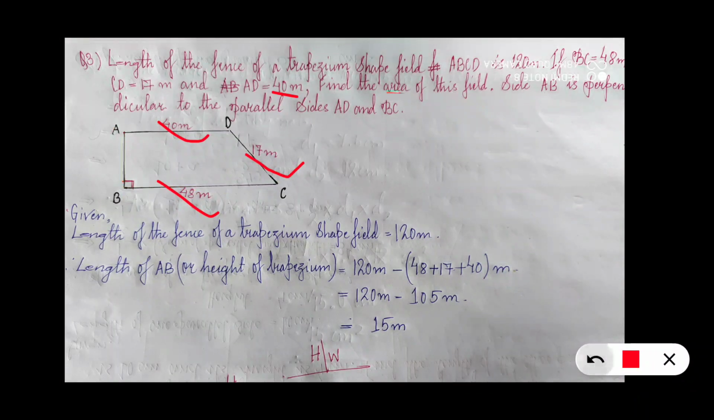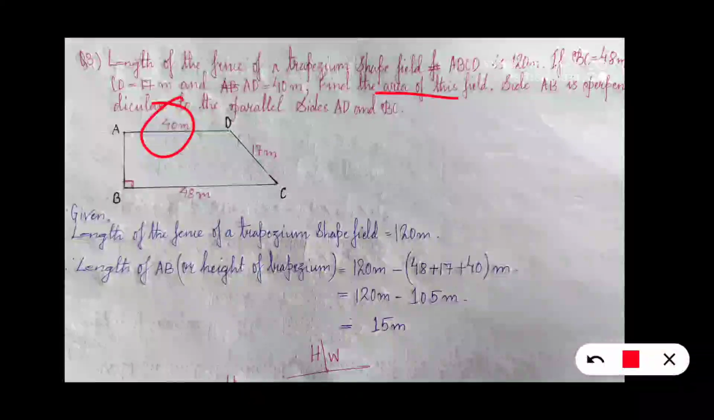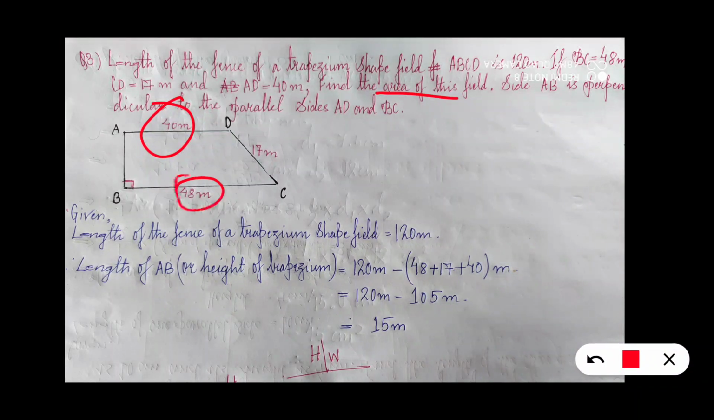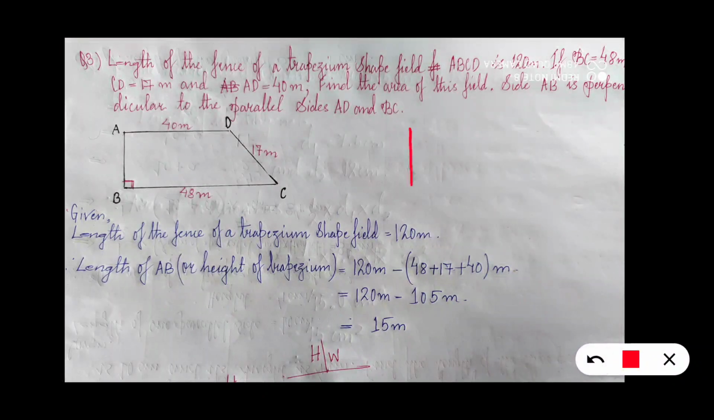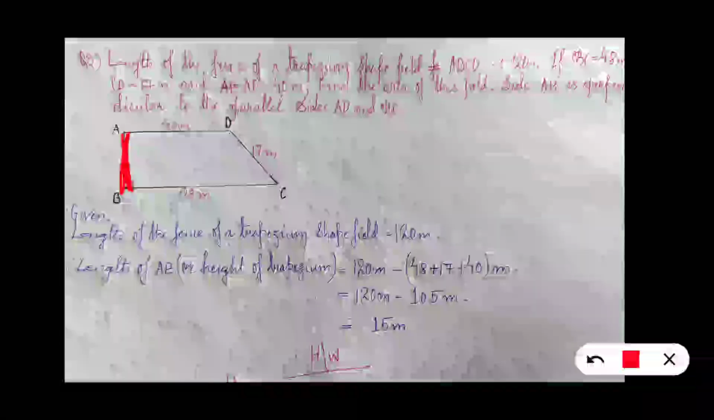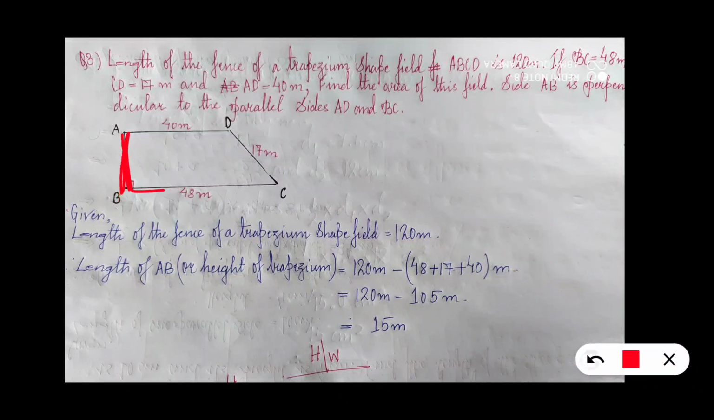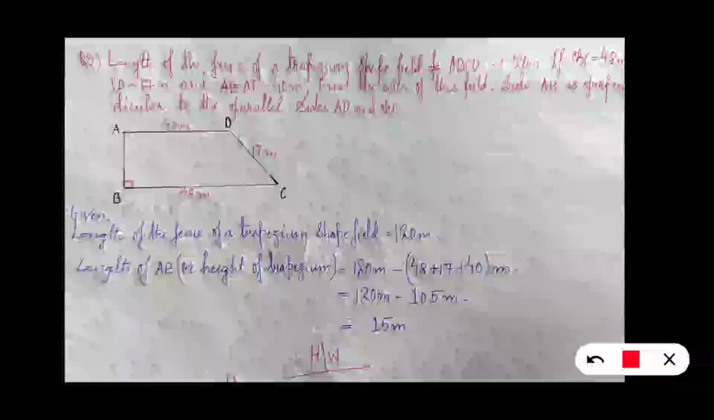So you need to understand a few things. First you have to find the area. What is the formula of area? Half into sum of the parallel sides, means these two, into height. So height, where is the height? This is not the height because this is a slanting line, isn't it? I already told you height means it should be a straight perpendicular line. So that's why to find the height you should find this one, because this is a right angle. So this is straight perpendicular. So you need to find the length of AB.